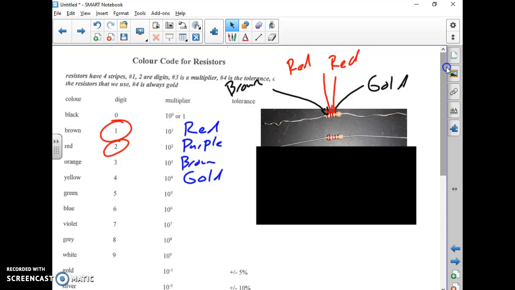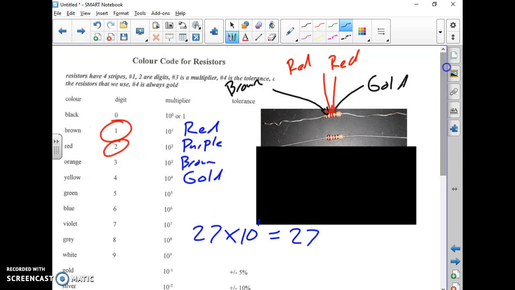Okay, at this point I'll assume you have figured it out that our red is going to be 2, purple is going to be violet in this case, so 7, and then we've got brown, which is up here, so it's 27 times 10 to the power of 1, which makes that equal to 270 ohms.